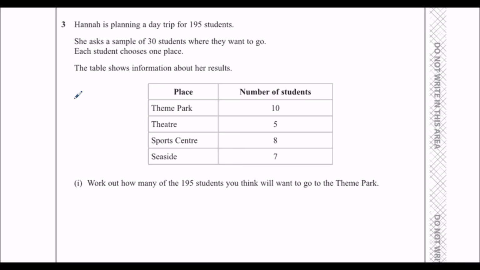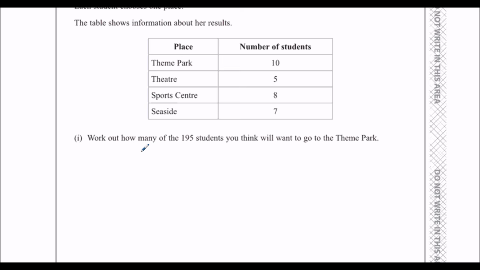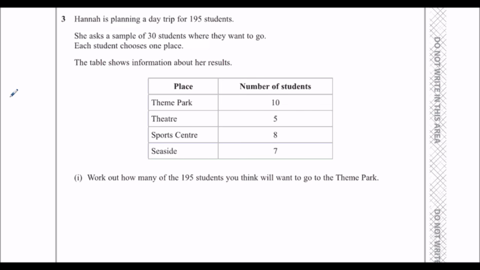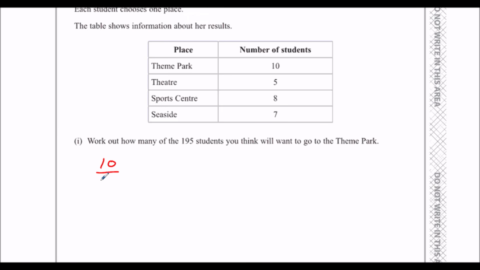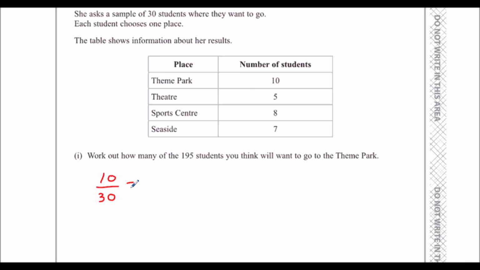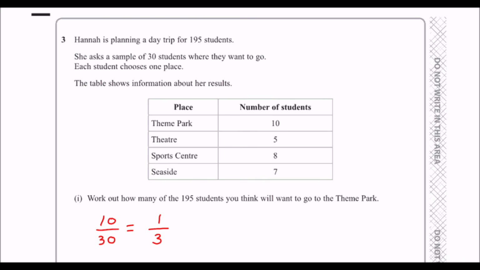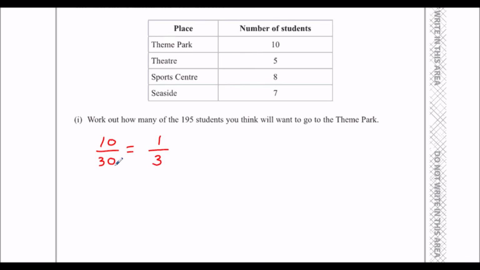So it's a sample of 30 students. Work out how many of the 195 students you think will want to go to the theme park. So 10 out of 30 in the sample want to go to the theme park. And we can say that's 1/3. So if the sample is representative of the 195 students, we can say that 1/3 of the 195 students want to go to the theme park.